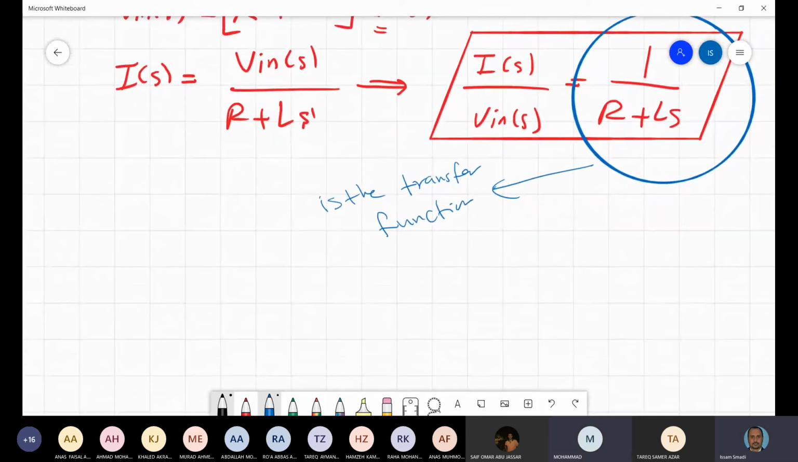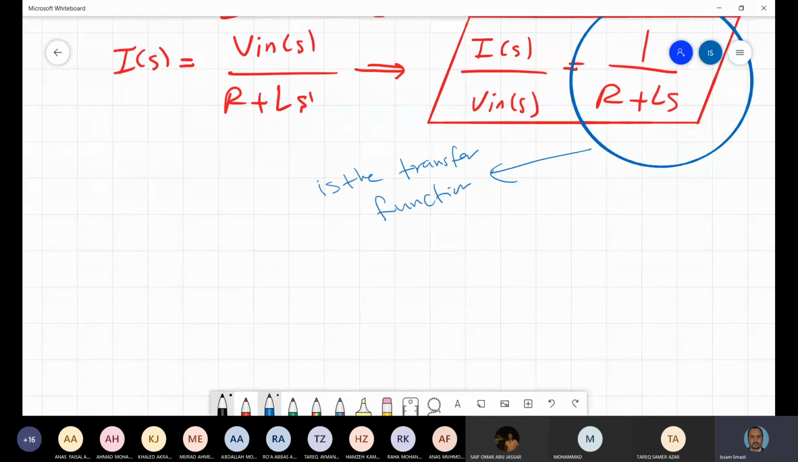So if I need to find the DC gain, then the frequency is 0, then S equals 0, and this will be 1 over R. Yeah? So this can be the gain.